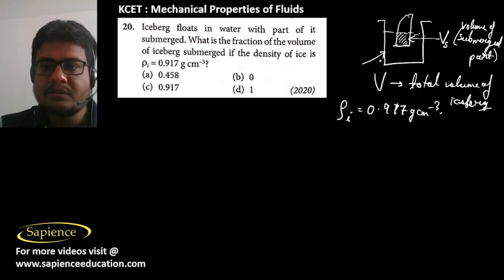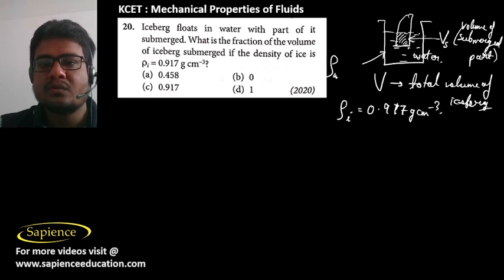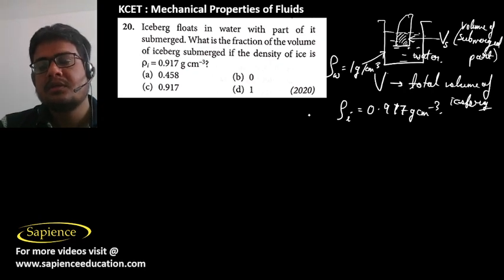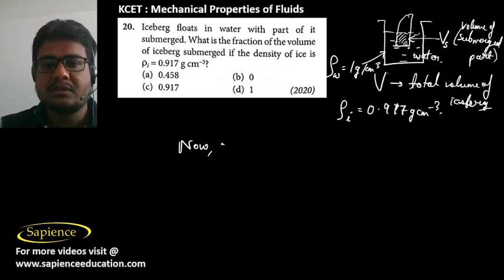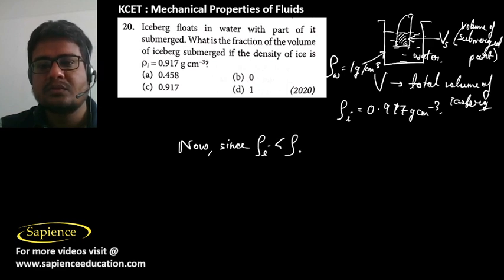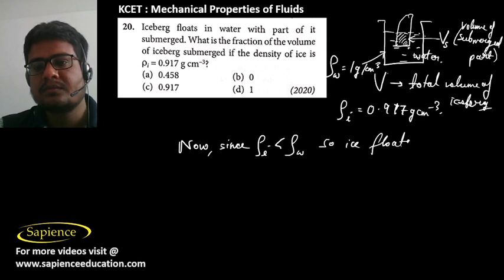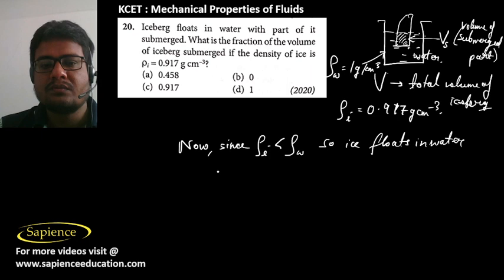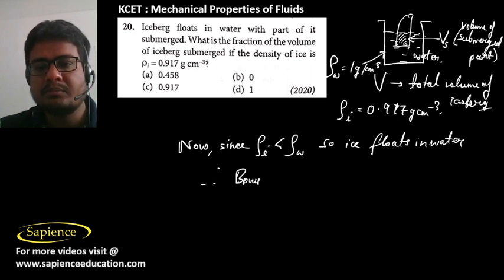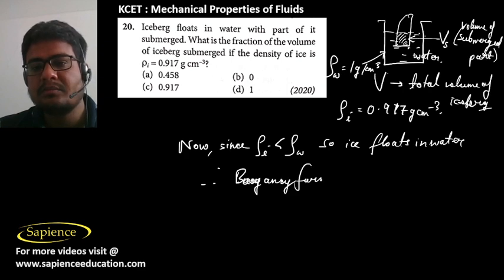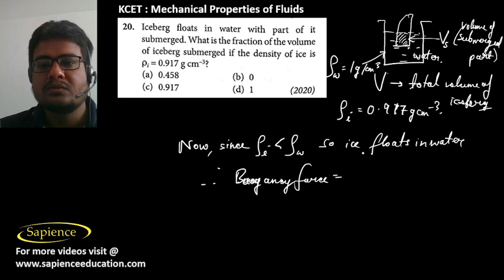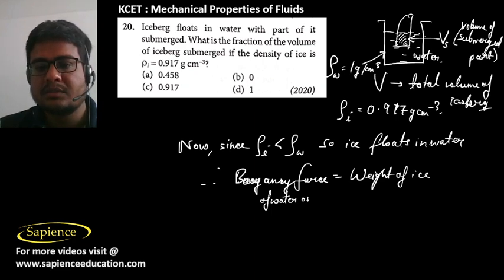It is submerged in water, so we know that the density of water is 1 gram per centimeter cube. Since the density of ice is less than the density of water, ice floats in water. Now during flotation, the buoyancy force or the upthrust will be equal to the weight of the ice, the buoyancy force exerted by water on the ice.